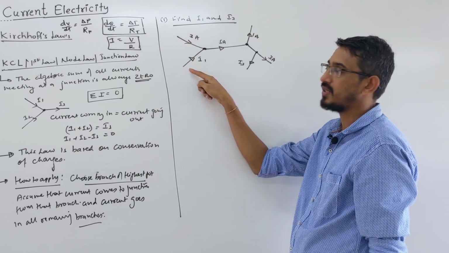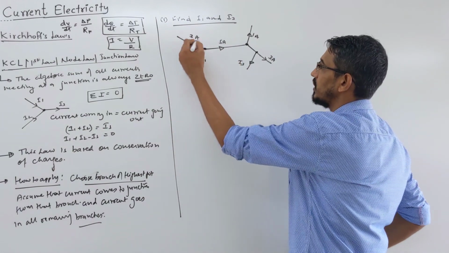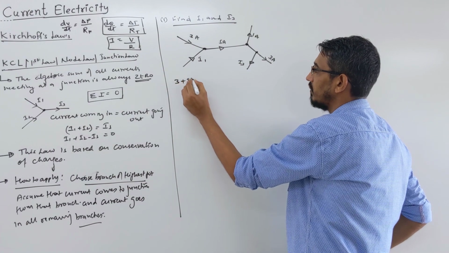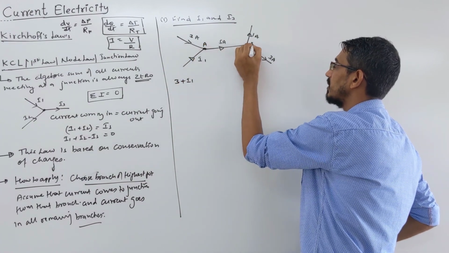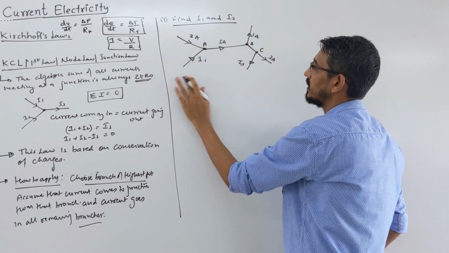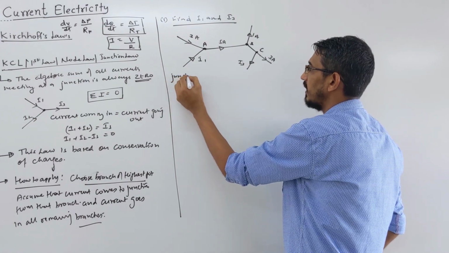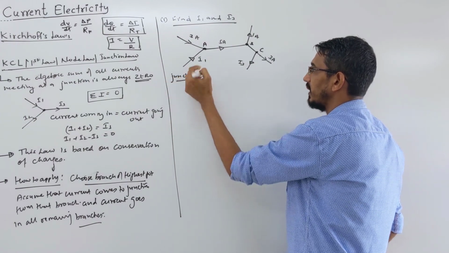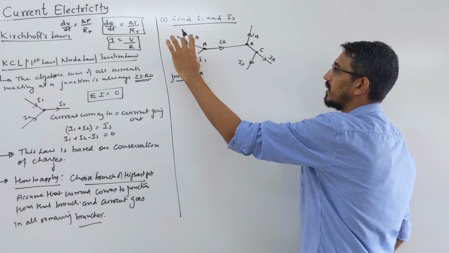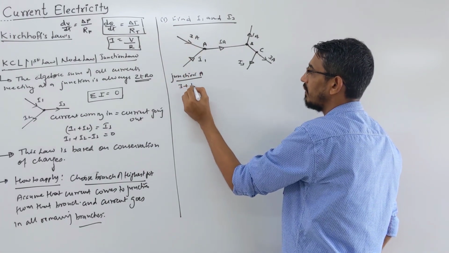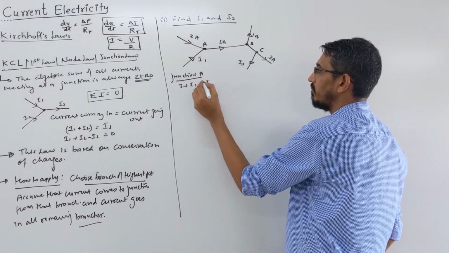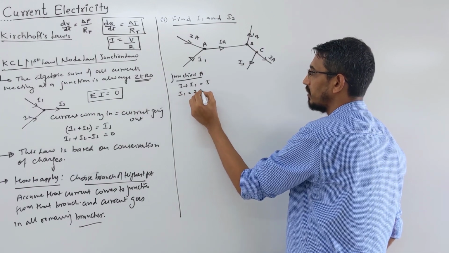How much should come here so that we get 5 ampere? Obviously, you can say 3 plus I1 for this junction. Let's call them junction A, junction B and junction C. For junction A, you can understand this directly also. I'm just writing to understand, okay? At this junction A, what is happening? What are the currents coming in? 3 plus I1 coming in, and going out is 5 ampere. So I1 is simply 2 ampere.